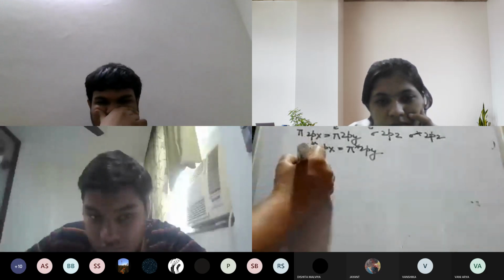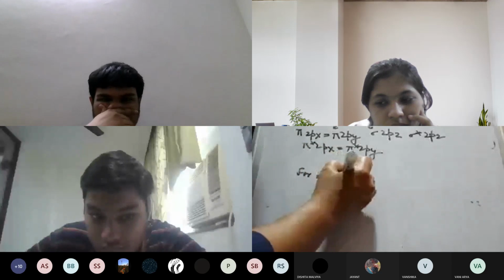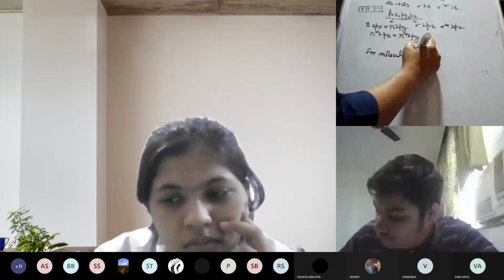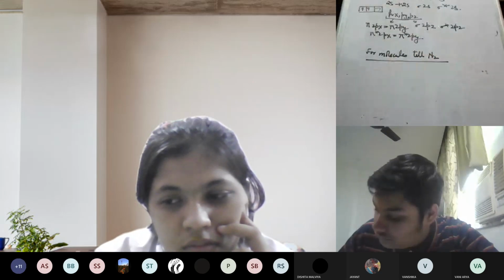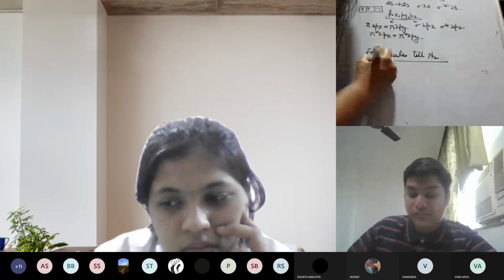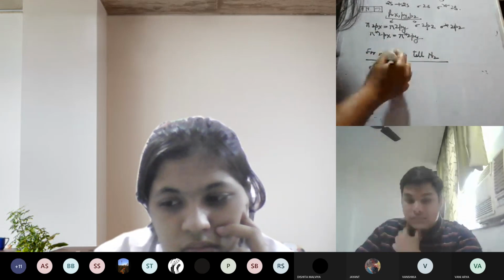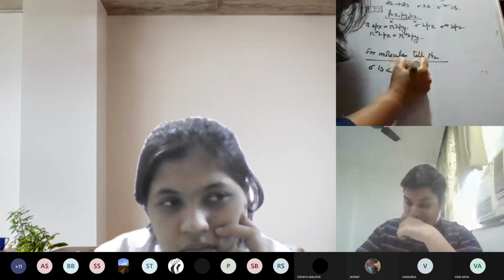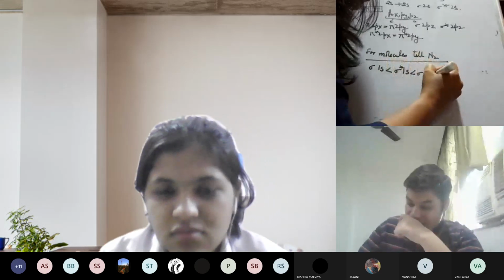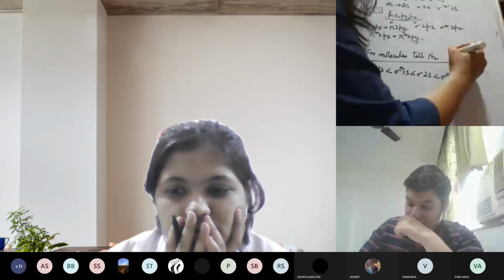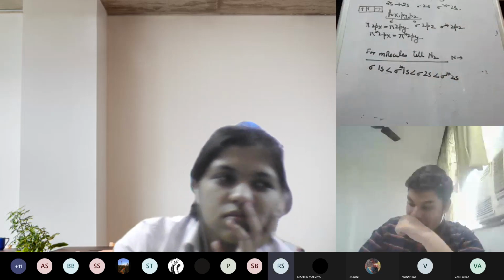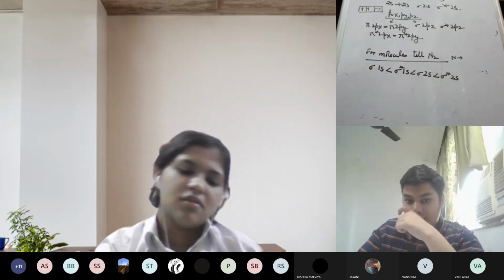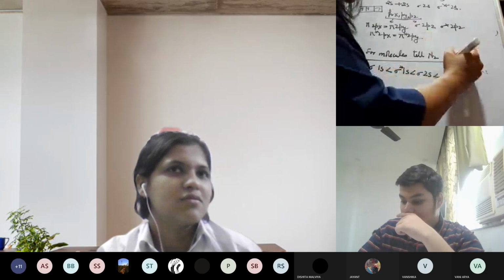For molecules till nitrogen, including nitrogen. Okay, if I am taking the case of nitrogen, the order is bonding 1s, and this is the increasing order, so I can take bonding 1s, anti-bonding 1s, then bonding 2s, then anti-bonding 2s. Okay, what is the configuration of nitrogen? Rishabh, what is the configuration of nitrogen, atomic number 7? Can you tell me, Rishabh?